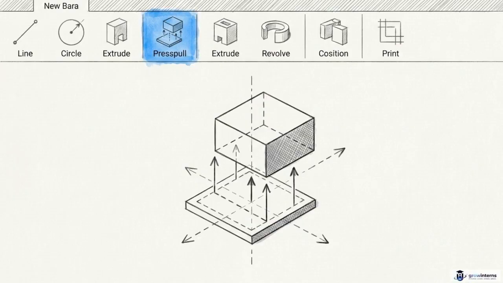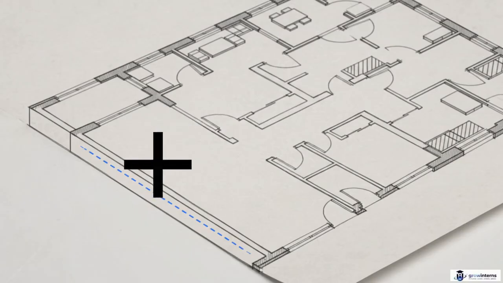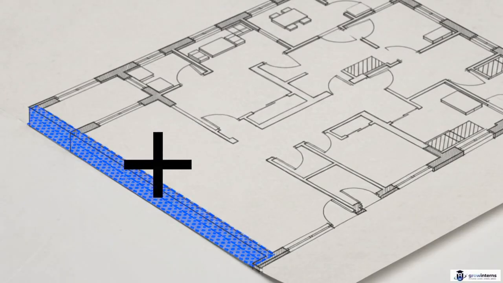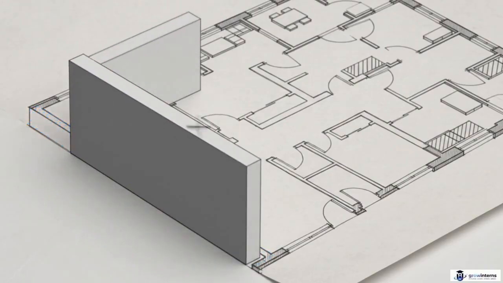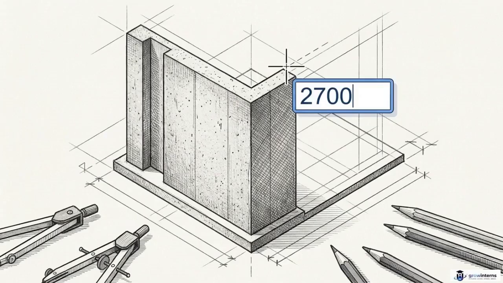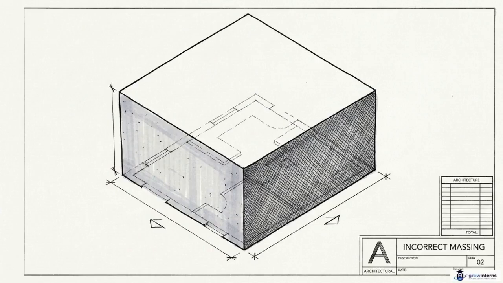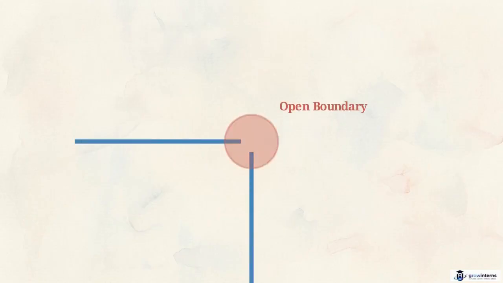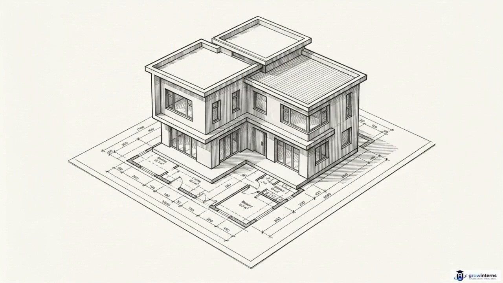To turn our flat boundaries into solid mass, we use the press pull command. Activate the tool, then hover your cursor between the lines of your exterior walls. Wait until that space highlights with a dashed blue line. Click once, drag your mouse upward, type your wall height, let's use 2700 millimeters, and press enter. If you try this and your entire floor raises instead of just the walls, your 2D lines have a gap. Press escape, close your polylines, and try again. This failure point demonstrates why clean, airtight 2D drafting is the foundation for any successful 3D extrusion.